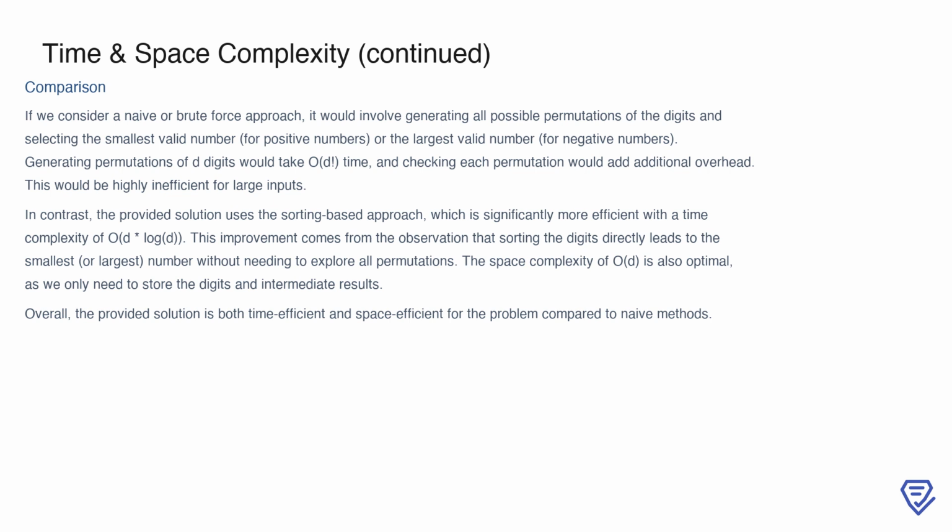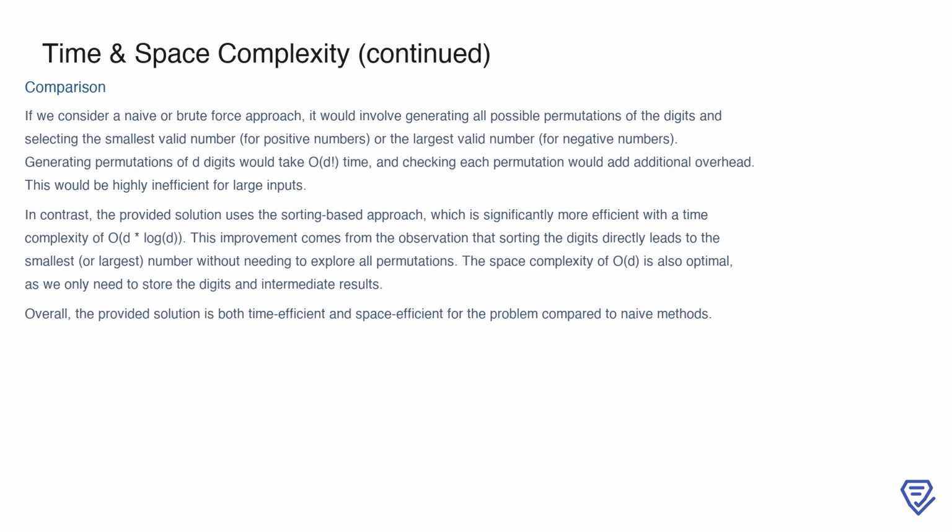To better appreciate the efficiency of this approach, let's compare it to a naive method. A brute force way to solve this problem might involve generating all possible permutations of the digits and then selecting the smallest valid number for positive inputs or the largest valid number for negative inputs. Generating permutations of d digits would require O(d!) time, and evaluating each permutation would add even more overhead, making it highly impractical for larger numbers. The sorting-based approach, by contrast, achieves the desired result much more efficiently. By directly sorting the digits, it avoids the need to explore every possible arrangement, reducing the time complexity to O(d log d).